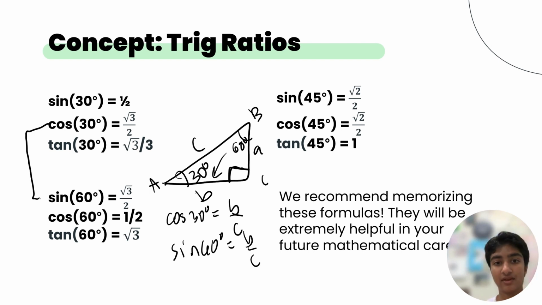Okay, and then for sine 45 degrees, it's root 2 over 2. And same for cosine 45 degrees, it's root 2 over 2. And tangent 45 degrees is 1. And definitely try to memorize these. It'll come extremely helpful in future math. Like, extremely helpful in all your future math classes.